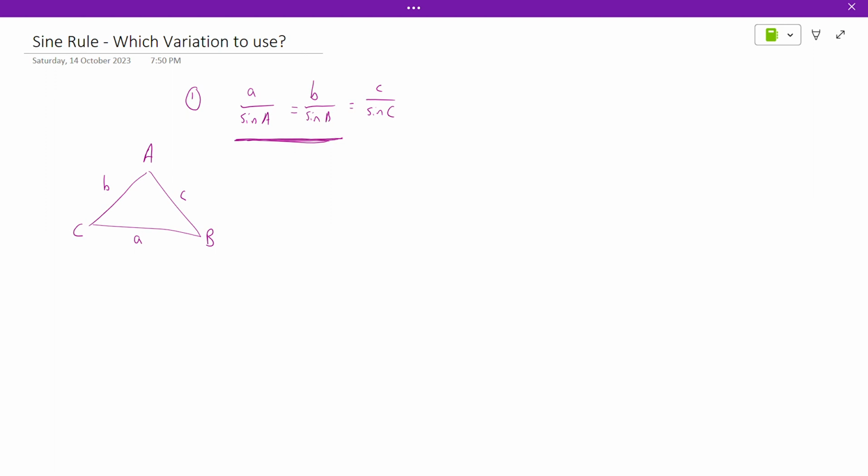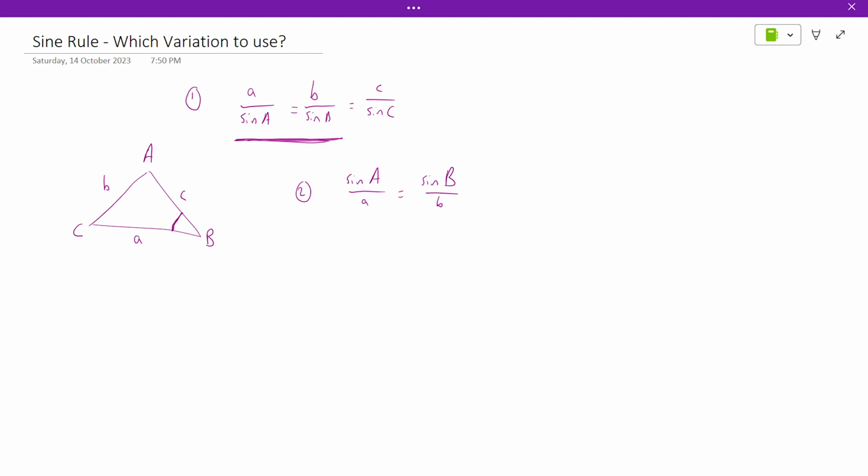If you were trying to find an angle, for example, this B that I've just drawn in, then you would use the flipped version of the sine rule. I'll show you in a moment how to get to that, but quickly right now, the flipped version is sine A over a equals sine B over b equals sine C over c, which I won't write. This second rule here would be used if you're trying to figure out an angle.